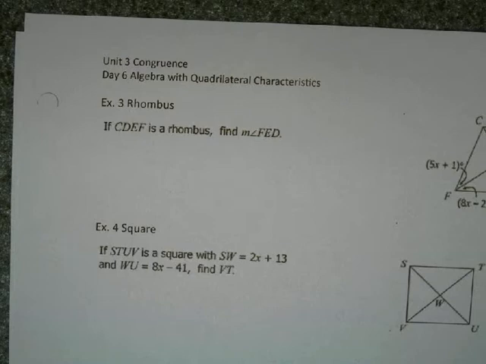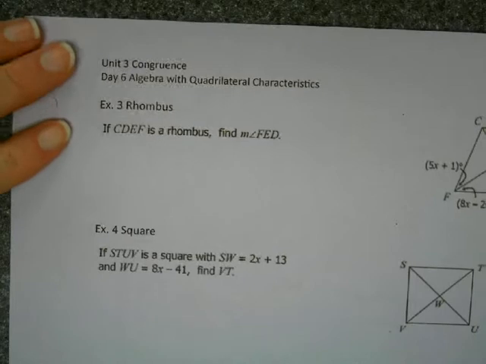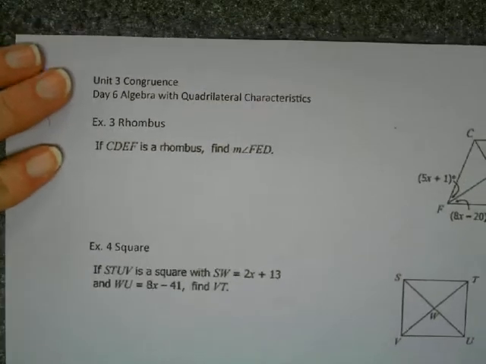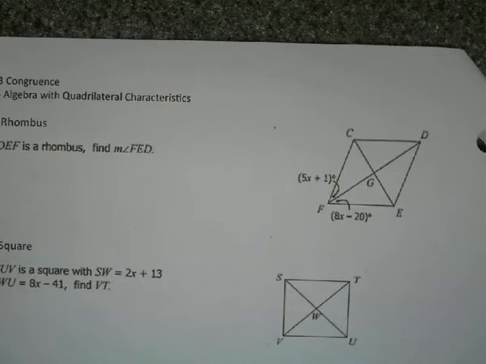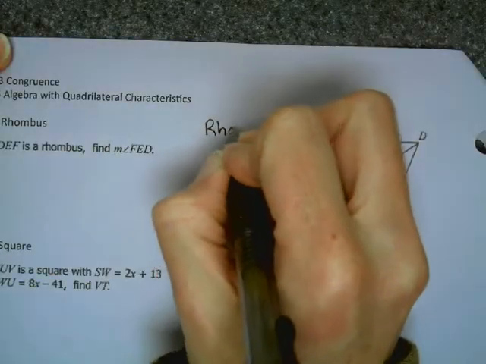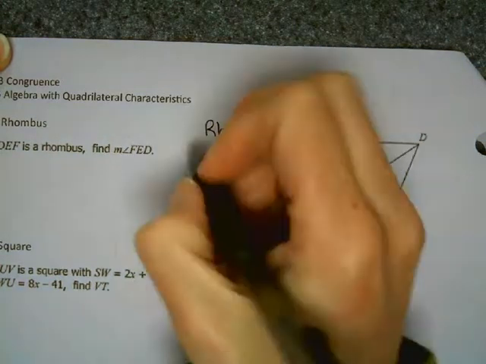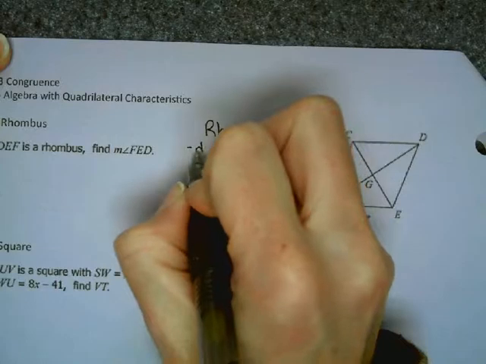We're doing the back, example 3 and on from day 6 in Algebra with quadratics. So let's look at a rhombus. A rhombus, we know all four sides are congruent, but if you look at this picture, we're talking about angles. So in a rhombus, we know that the diagonal bisects the angles.